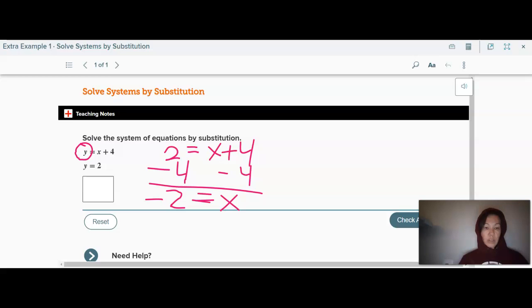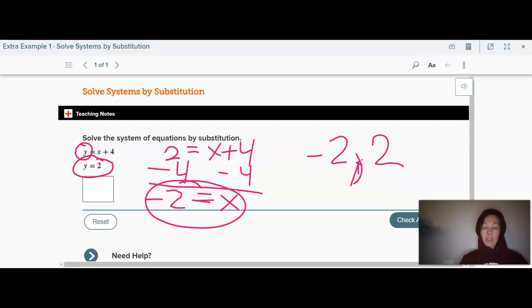Because y equals 2, I could replace this y with 2 and solve for x. And we actually already have the value of y, because it says y equals 2. So here's my x value, negative 2, and our y value is 2. So there is our solution right there.